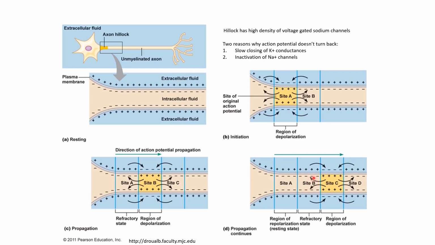And also the voltage-gated potassium channels that had opened had still not closed. So this region is still in the after-hyperpolarization phase. So these two factors, the slow closing of potassium conductances and the inactivation of the sodium channels, together ensure that the action potential does not move in the backward direction. It can only move in the forward direction. And this is really helpful because that saves energy. We don't want the action potential to be moving back and forth because that will not convey any additional information, but will just waste energy in the neuron.